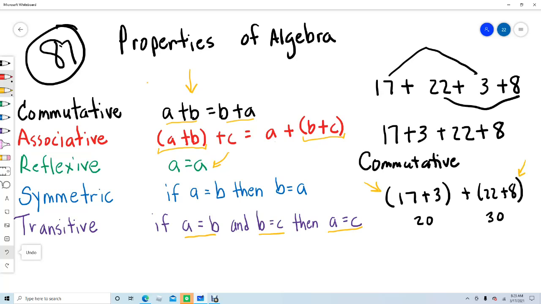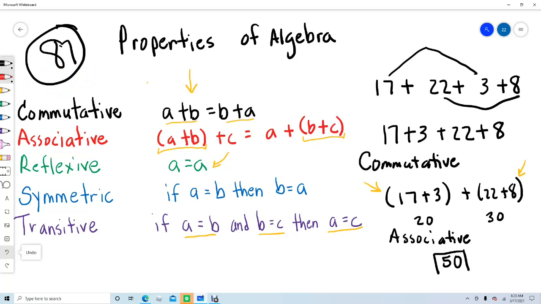So when I group these like this, into my preferred groupings, that is the associative property. That tells me I can group things together when I add in the groupings that I prefer. And then that just leaves me with 20 plus 30, and that's 50, and that's my answer.